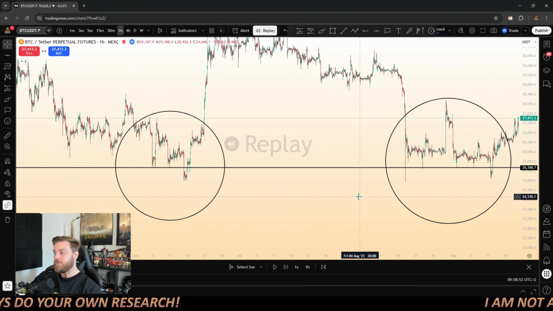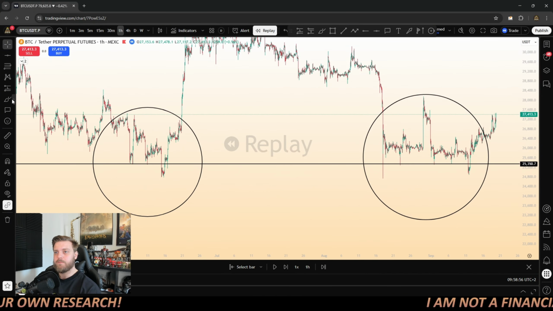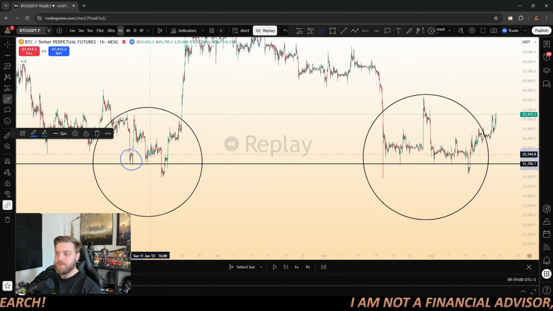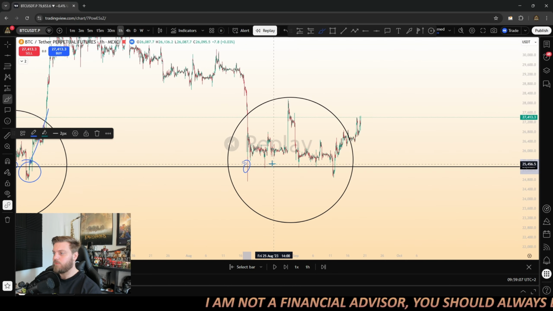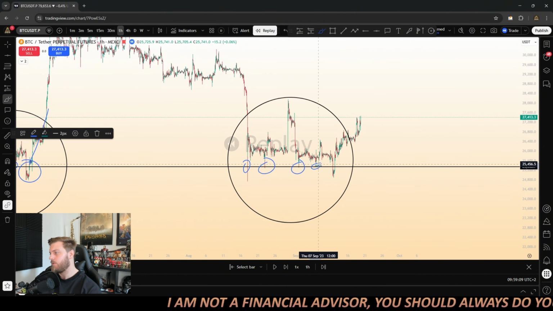So if we dive into the 1 hour chart right over here, you can see that it had a nice bounce. It had a huge bounce right over here. We had a bounce, and another huge bounce.